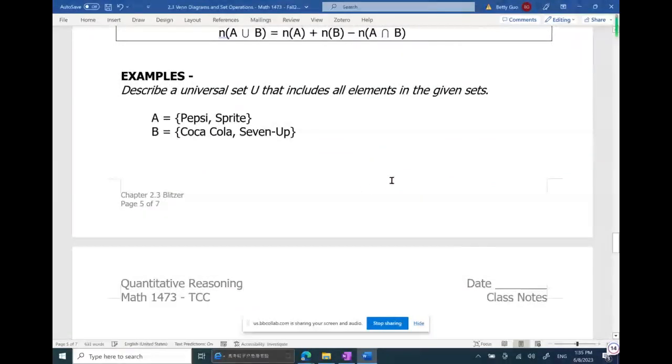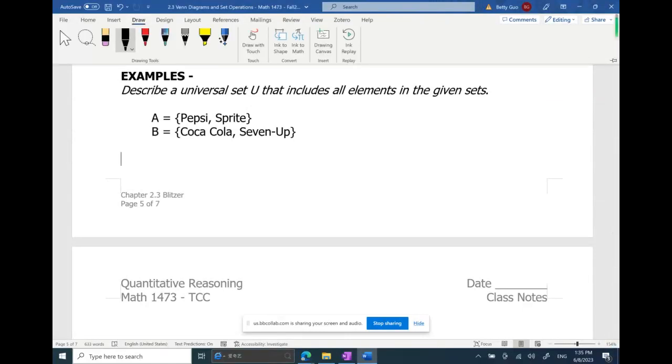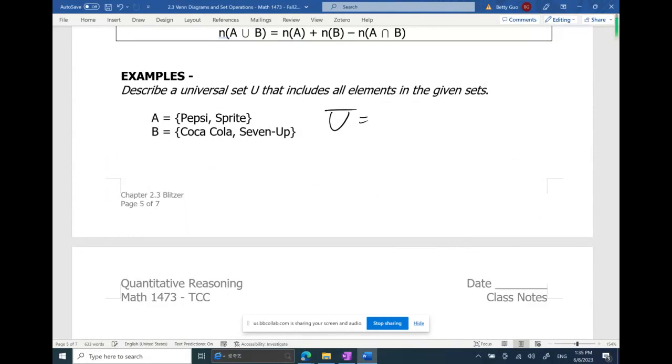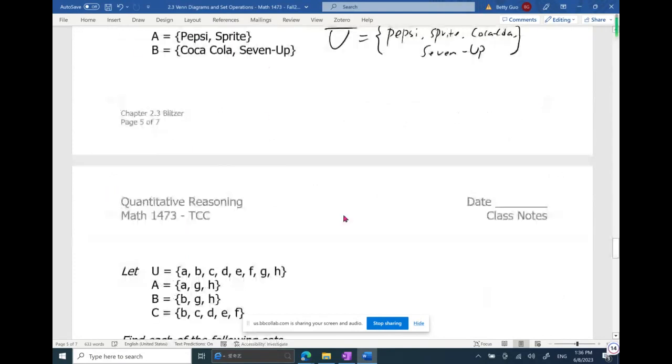Okay, so describe universal set U that includes all elements in a given set. We have A and B. If we include all the elements being considered, and we have Pepsi, Sprite, Coca-Cola, and 7-Up. Just put all of them together, and you have the universal set.